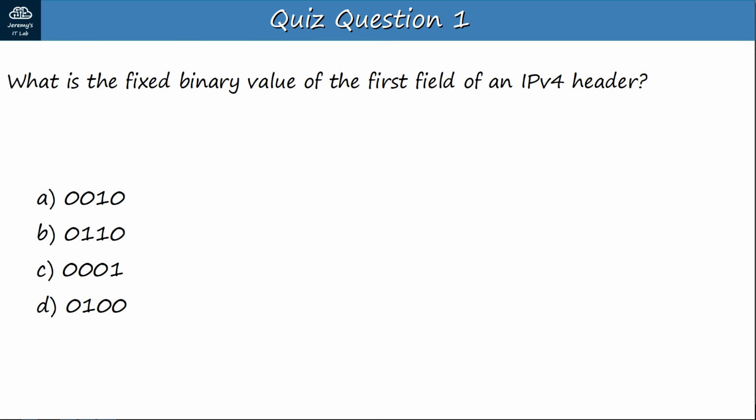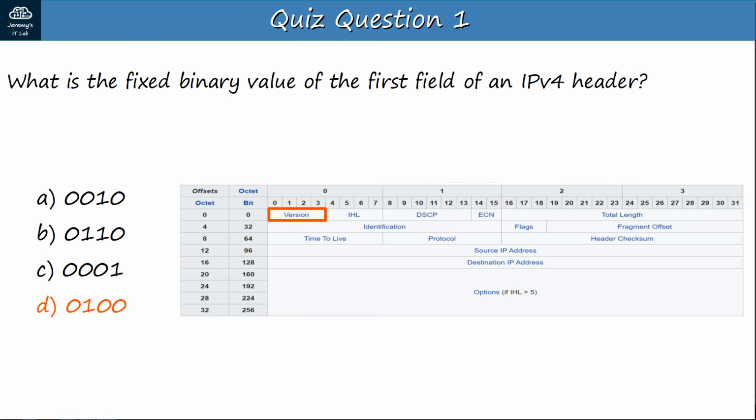The answer is D. 0100. The first field of the IPv4 header is the version field. Because the question is about an IPv4, or Internet Protocol version 4 header, the version field is always set to 4, or 0100 in binary. Let's go to question 2.